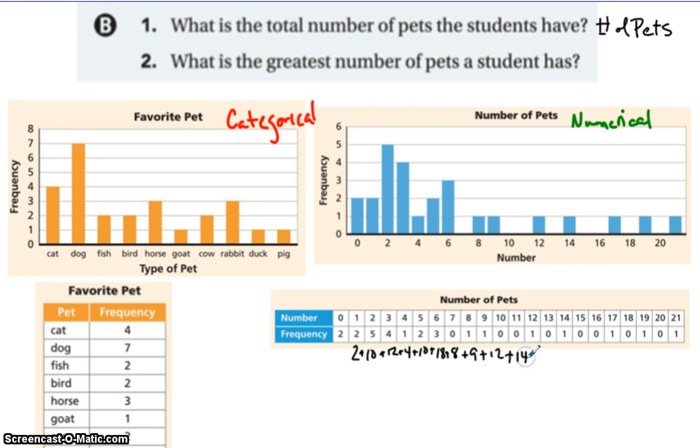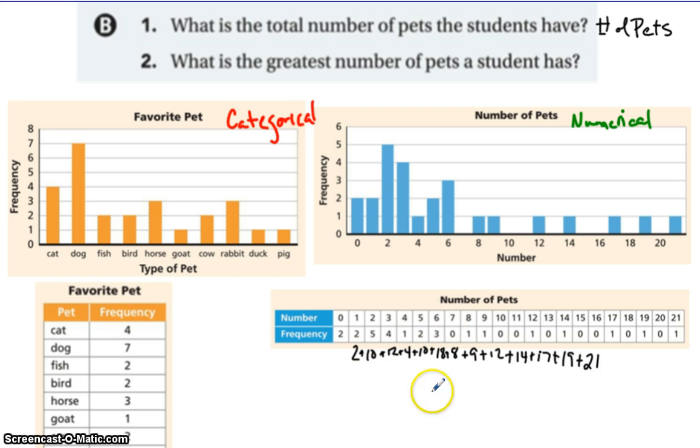They must live on a very large farm or have a lot of space in their house, or hopefully they're not the cat lady. And then we have 1 person that has 17. Again, hopefully those are people that live on a farm or have some space that they can let those pets roam around. And then we have 1 person with 19, and we have 1 person with 21.